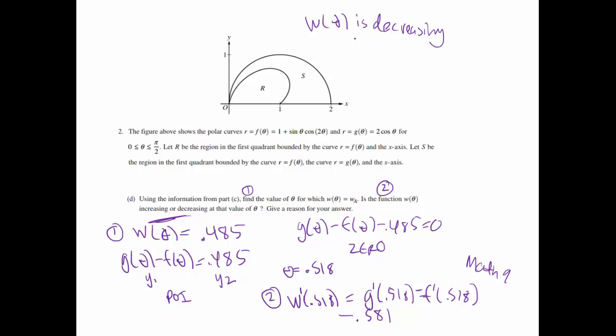And I will say that it is because w prime of 0.518 is a number that is less than 0. Okay, so our points for that one. If you solved this formula right here, you're going to get a point. And then if you correctly said that w was decreasing and why, you got your other point on that one.